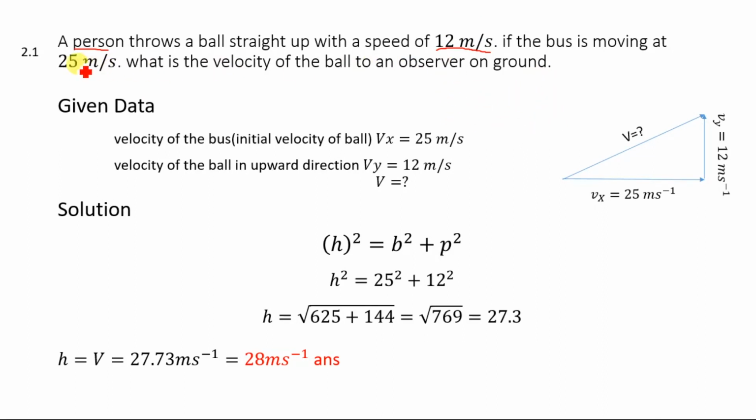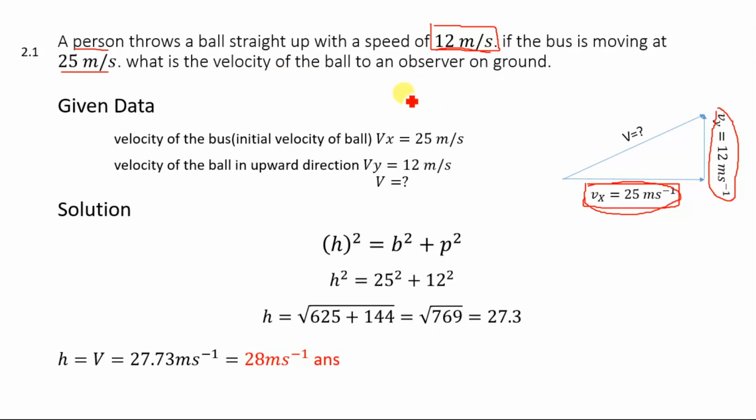So this is actually the x component of the velocity, and the x component of the velocity is denoted by Vx is equal to 25 meters per second. Now when the person throws the ball upward, then that will be the y component of the velocity, and the velocity will be equal to Vy is equal to 12 meters per second. So this is the y component and this is the x component of the velocity. We are going to calculate the velocity of the ball to an observer on the ground.